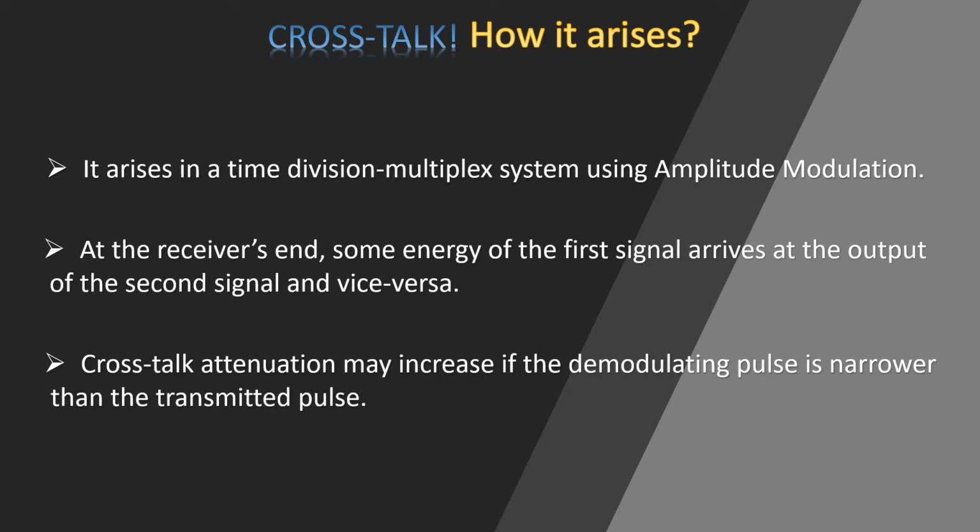So what is crosstalk? Crosstalk arises in a time division multiplex system using amplitude modulation, when some of the energy proper to one channel arrives during the time allocated to the other channel. If the demodulating pulse is narrower than the transmitted pulse, then crosstalk attenuation may increase.